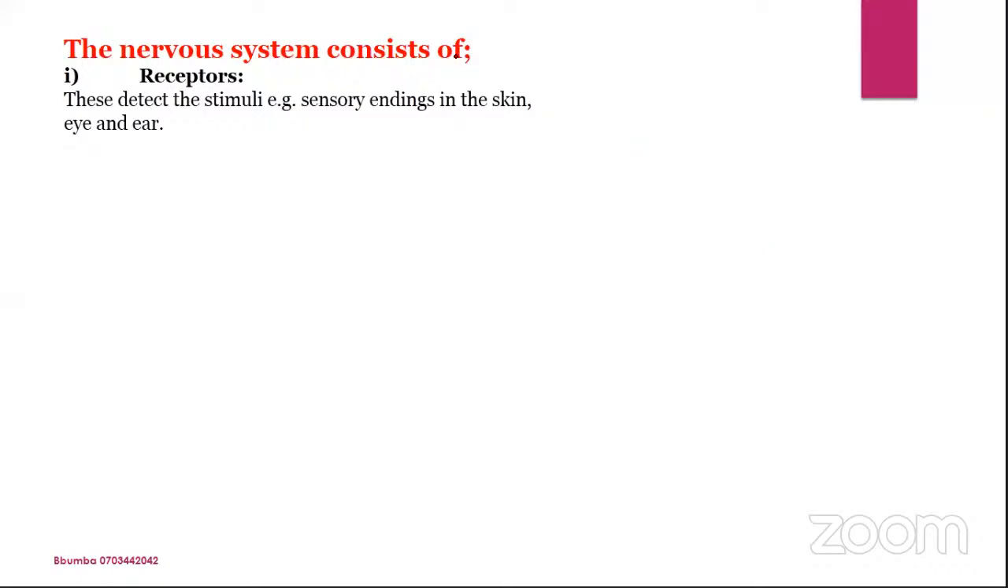The nervous system consists of the receptors, those that receive the stimuli or detect the stimuli in the environment.